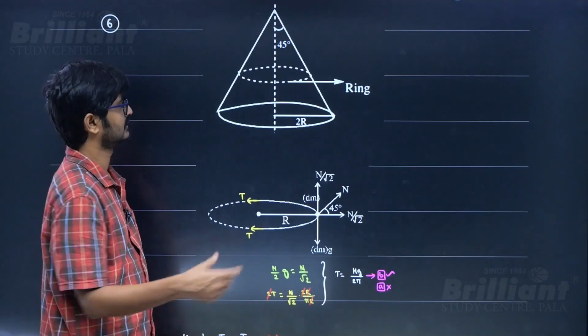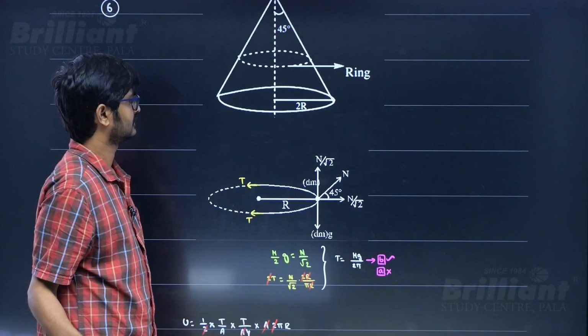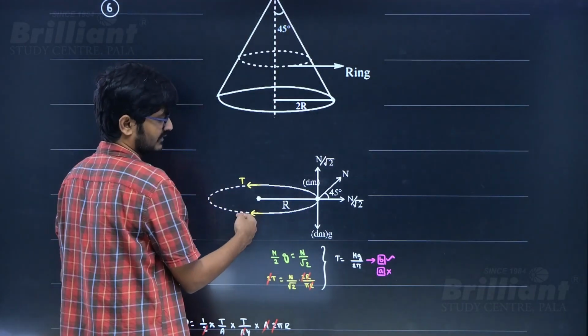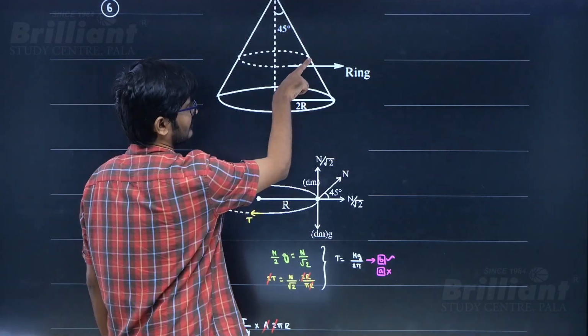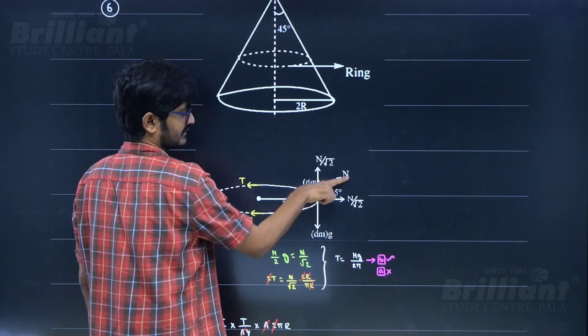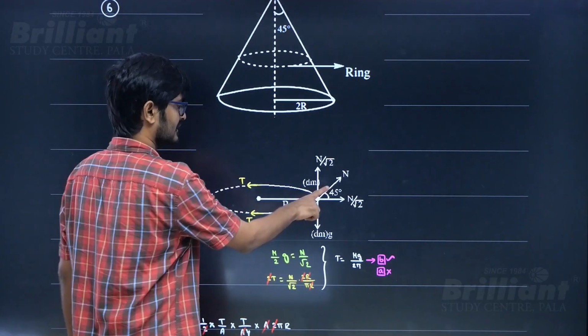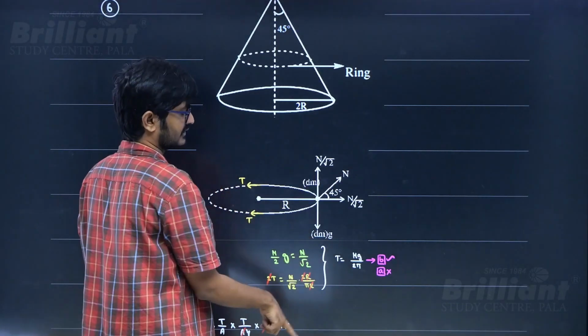Okay, so I am drawing the free body diagram of this half part. Now when I draw the free body diagram of the half part, this will be tension, this will be tension. If I take any element, there will be its own weight downwards, and there will be a normal in this direction, perpendicular, making an angle of 45 degrees, because this is 45 degrees. Now this normal is in this direction, so it will have some vertical component and some horizontal component.